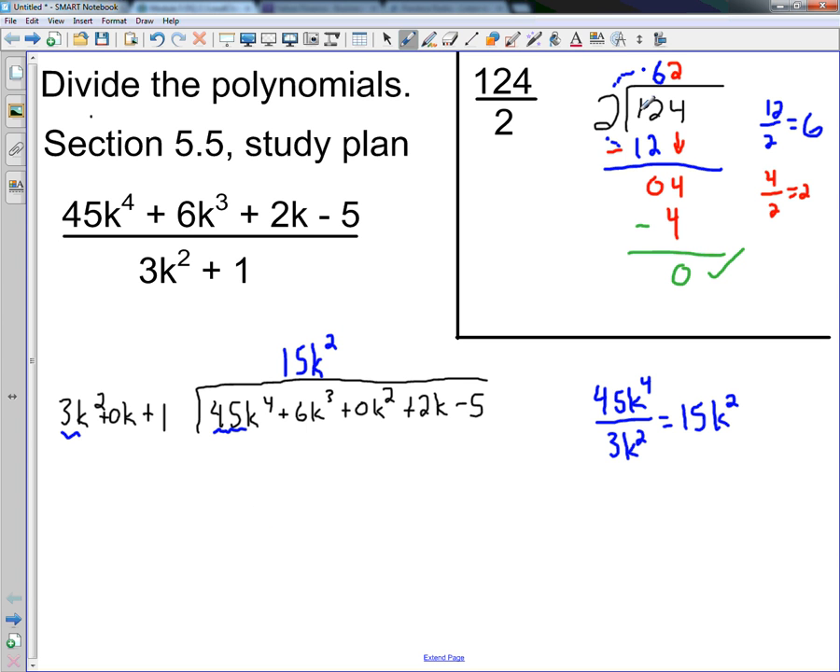Now, just like we did before, after we found that number, we multiplied it in. Well, when I go through and I multiply this, I have to multiply it by all 3 parts. So I'm going to multiply it by the 3k squared, which gives me 45k to the 4th. 15k squared times 0 gives me 0k to the 3rd. And then 15k squared times 1 gives me plus 15k squared.